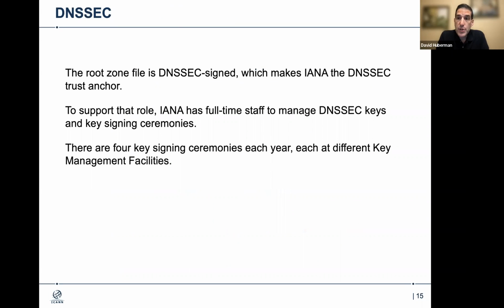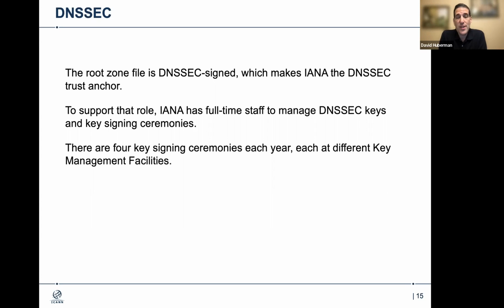As we talked about, the root zone file is DNSSEC signed. And because the root zone file is DNSSEC signed, that actually makes ICANN and the IANA the DNSSEC trust anchor. So that's a really important thing. The root zone has to be properly signed and those signatures have to be properly managed, because all of the DNSSEC signing algorithms, the chain of trust, they all rely on the trust anchor being itself trustworthy, right?